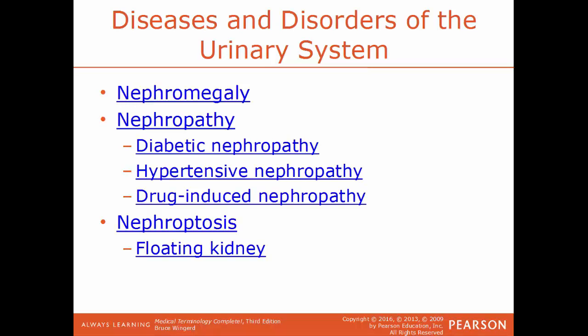Nephroptosis is also known as a floating kidney. This is a condition that is more common in women than it is men, and in this condition the kidney will actually drop into the pelvis whenever that person stands up, because the kidney is not that securely anchored in the peritoneal cavity. And this is a congenital defect.